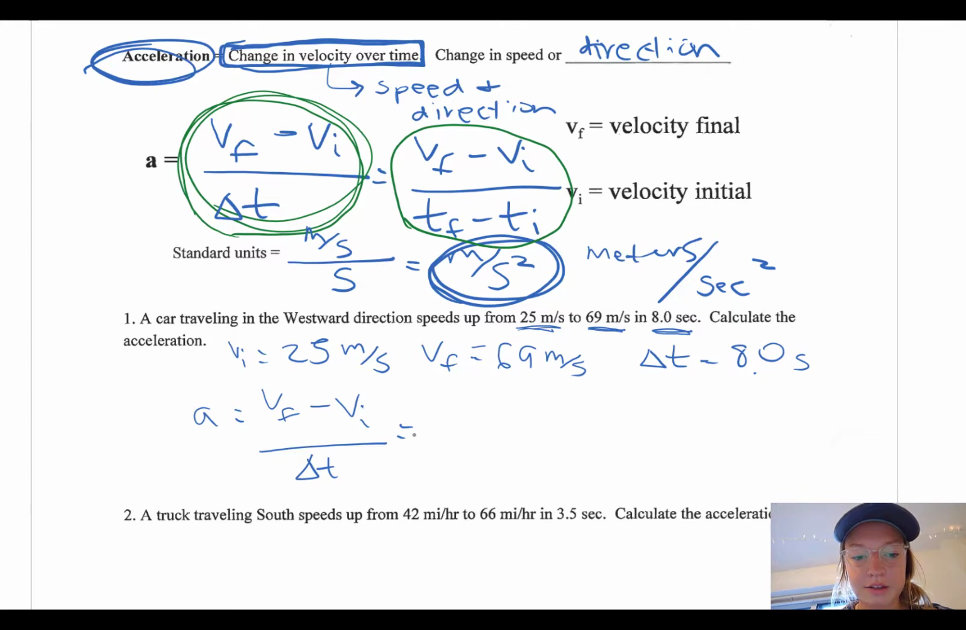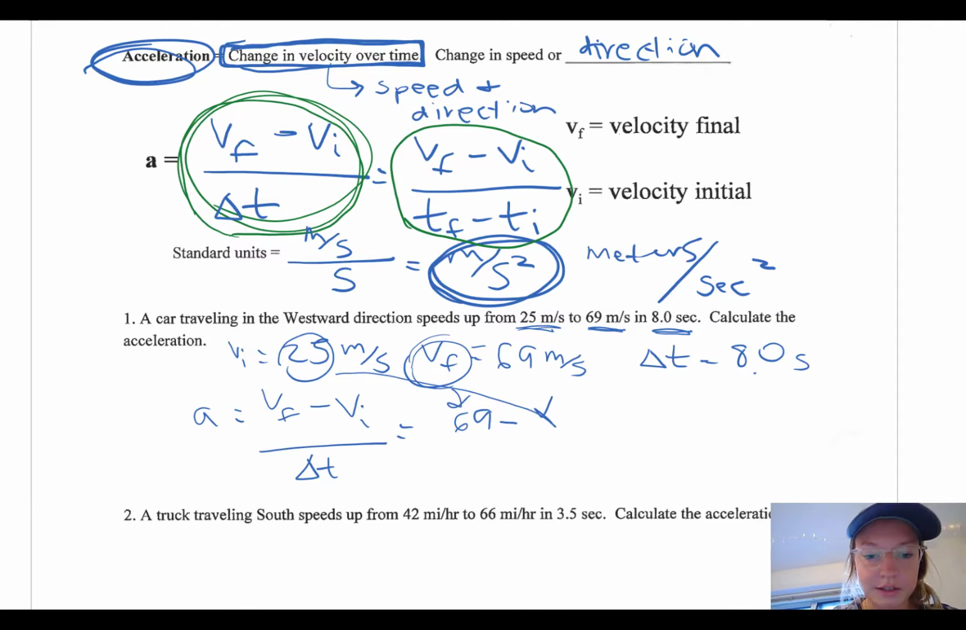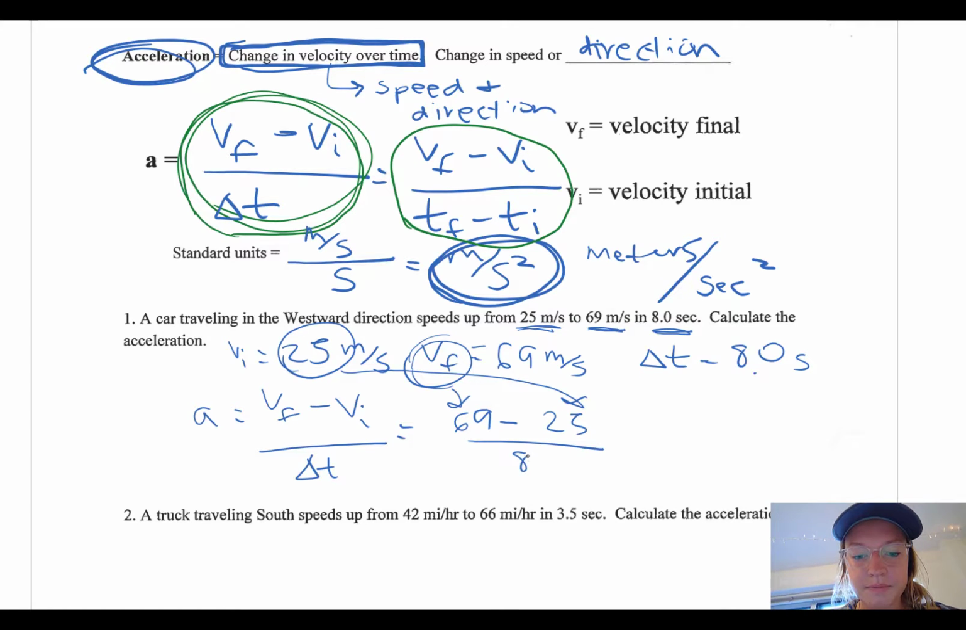We can plug in those values. V final comes from right here, right there. That's 69. Our v initial comes from right here. Whoa, that was a crazy arrow. Let's try that again. Try that arrow again. It comes from right here. It's 25. And then our change in time is 8.